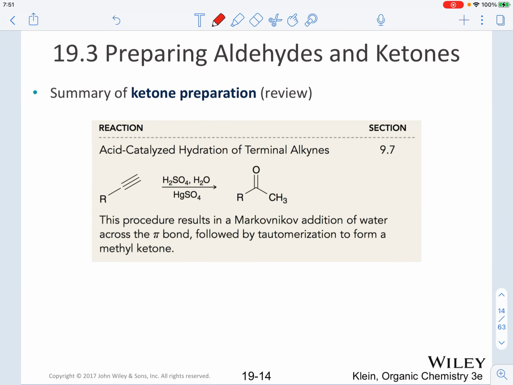Ketones can also be prepared by an acid-catalyzed hydration of terminal alkynes. And as you can see here, in this reaction, we have a Markovnikov addition of water across the pi bond, and that is followed by the tautomerization to form a methyl ketone specifically. So this is, again, another way that we can make a ketone.